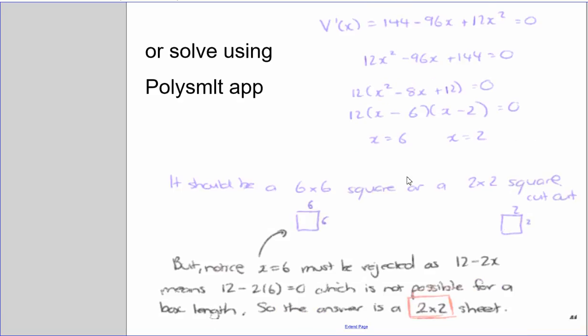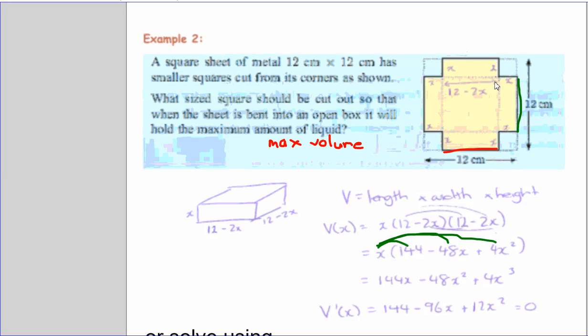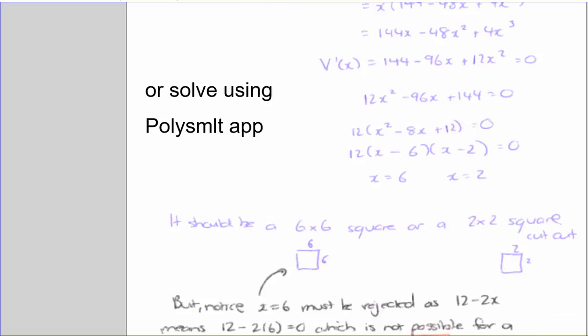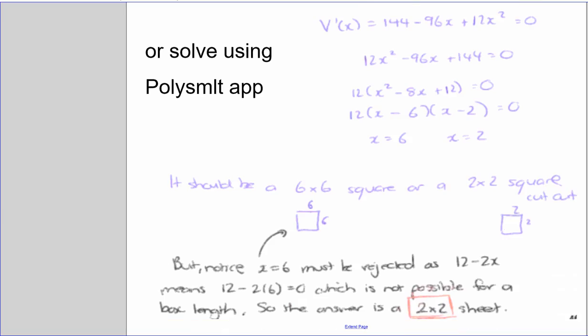So that little square that got cut out from the corners could be a 6 by 6 square, or it could be a 2 by 2 square, because according to our diagram, the square is x by x, x by x. It's always good to check, does one of them not make sense? Sometimes you need to reject an answer because it doesn't make sense in terms of the real problem. And the one that doesn't make sense is this one.